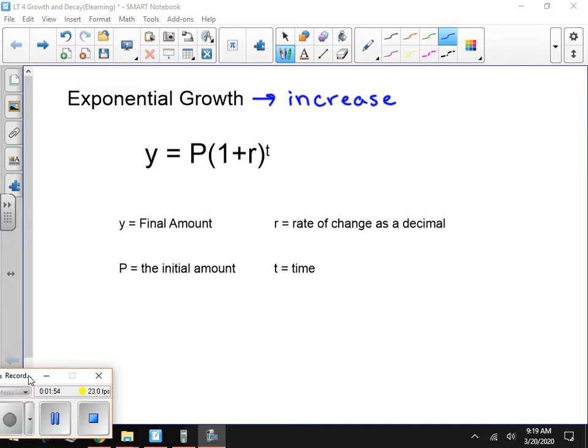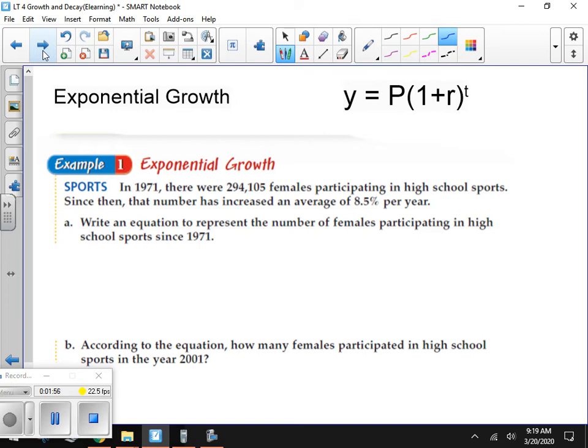Let's do our first problem. Okay? Do not write this whole problem down. Let's read it through, and then we'll just write down the important pieces of information. So in 1971, there were 294,105 females participating in high school sports. Since then, that number has increased on an average of 8.5% per year. Okay, it wants us to write an equation representing the number of females participating in high school sports since 1971.